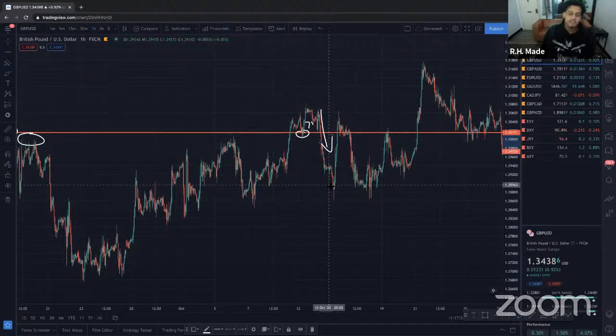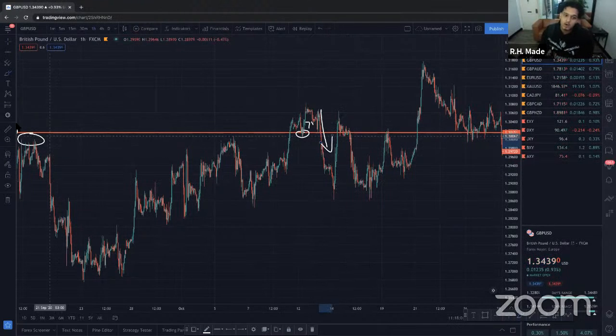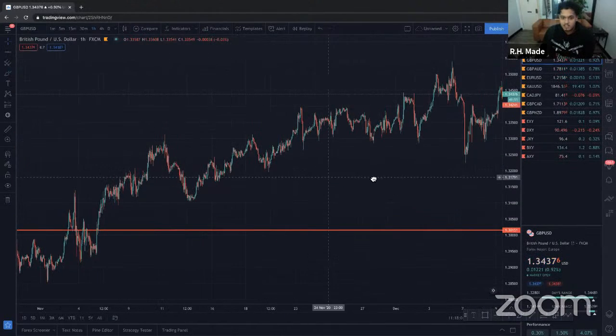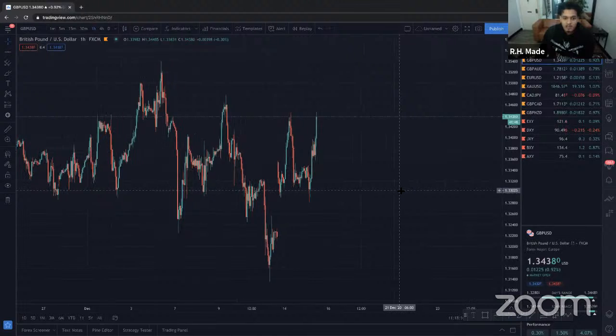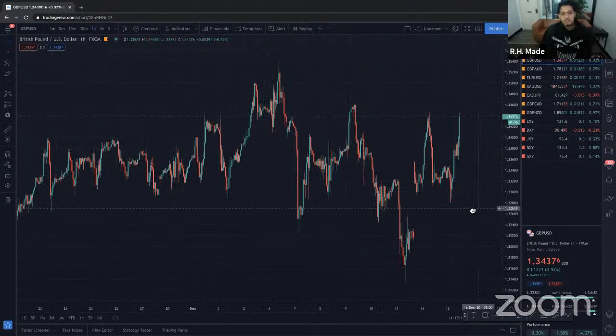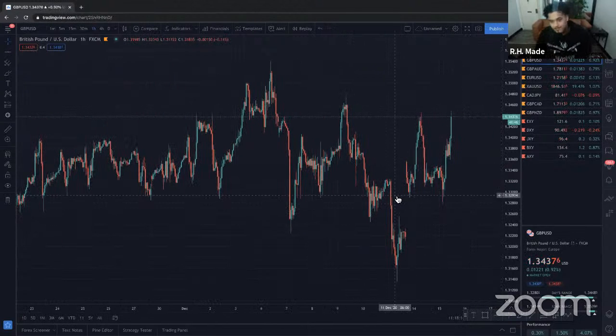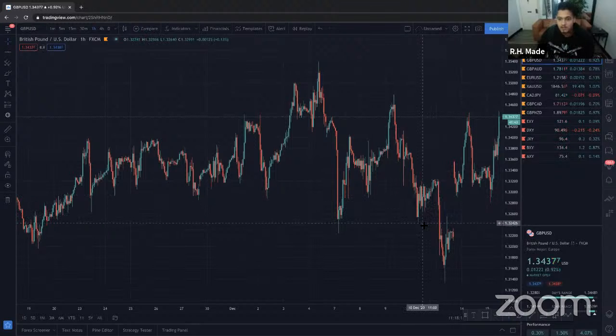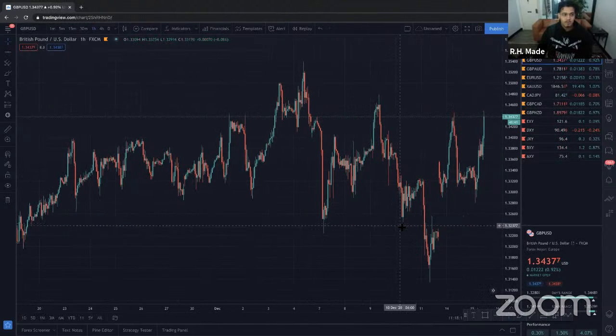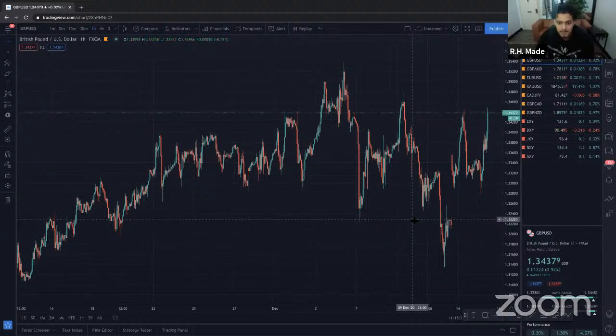So the older the resistance, the weaker it gets. If your support and resistance lines are from years ago, don't expect them to be as strong as they were at that time. So you mainly want to look for previous support and resistance zones. Previous support and resistance zones is what's going to help you. All right, so for an example, this area right here.